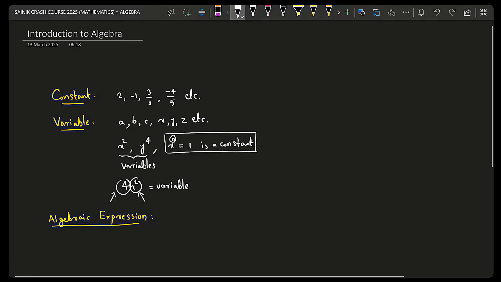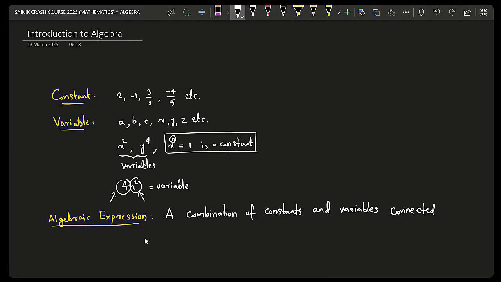Algebraic expression, we can define it like a combination of constants and variables connected by all the fundamental operations like plus, minus, into, and division signs is called an algebraic expression.